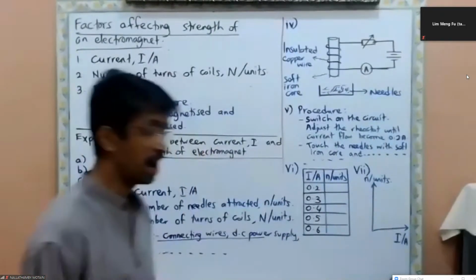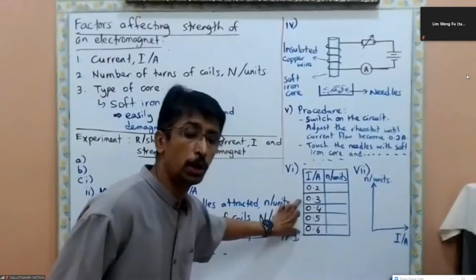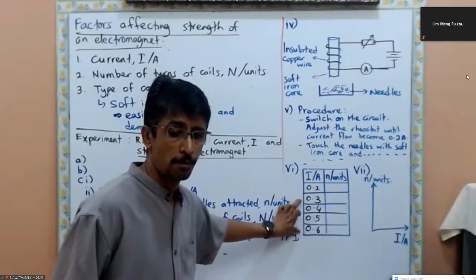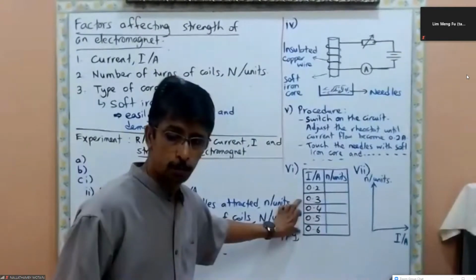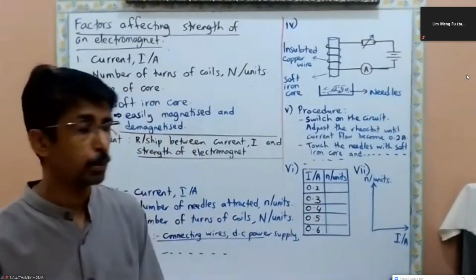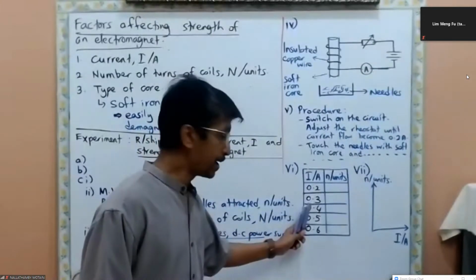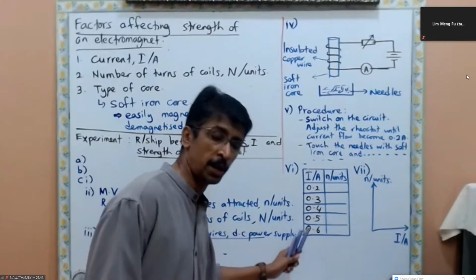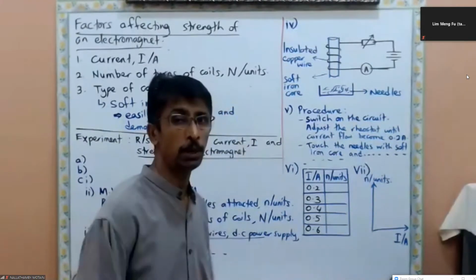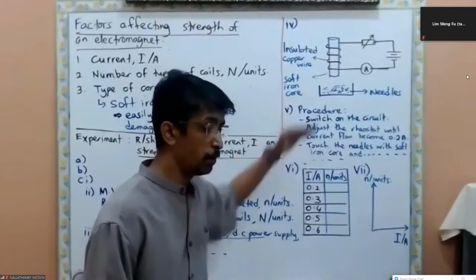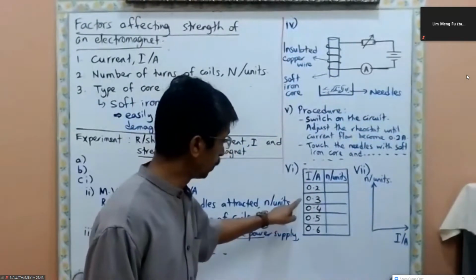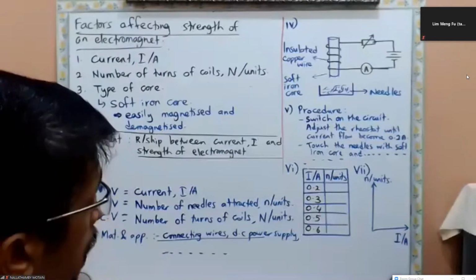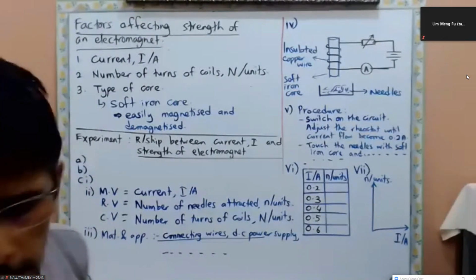Then the last one, repetition. You have to do another 4. So repeat the procedure above using currents of 0.3 ampere, 0.4 ampere, 0.5 ampere, and 0.6 ampere. Another 4 new values.